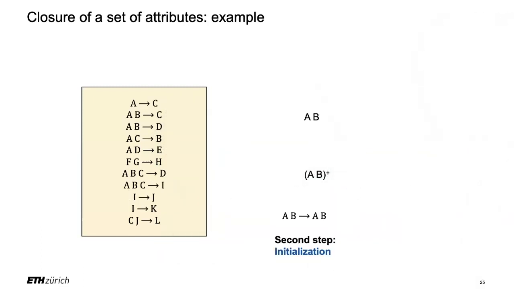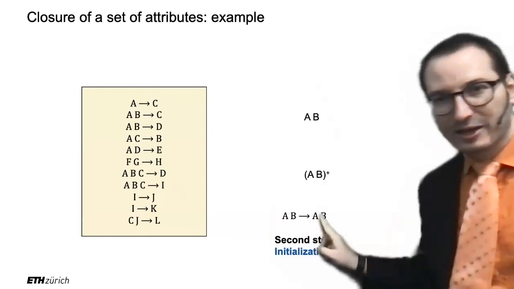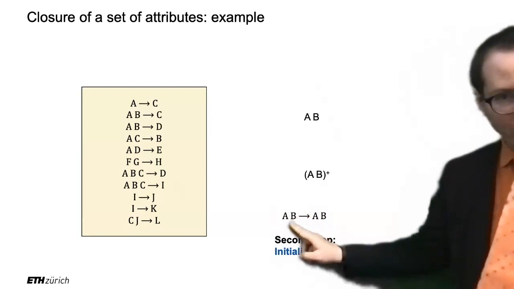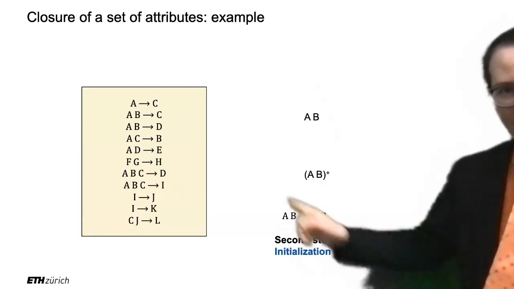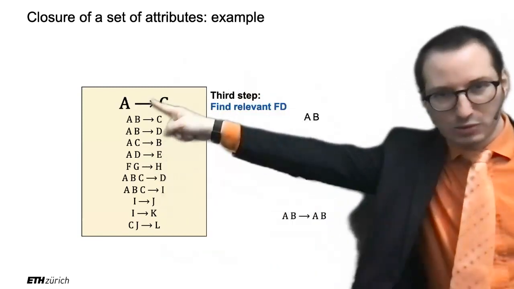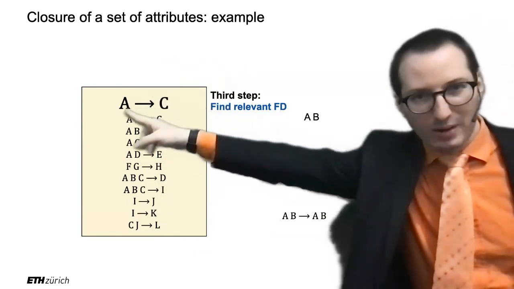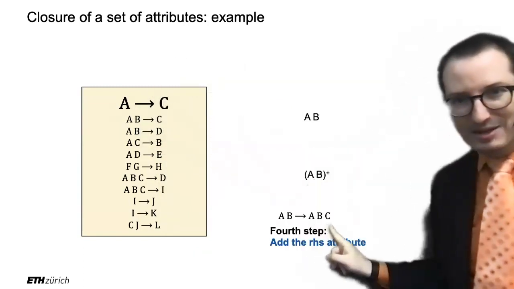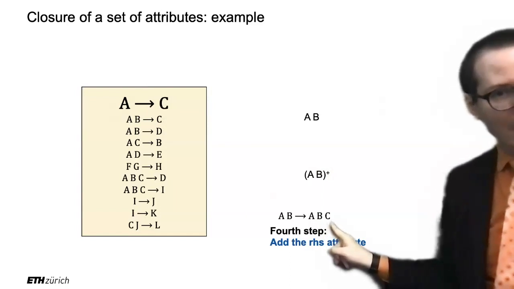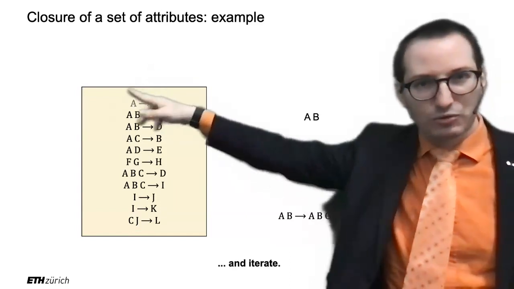Next, I initialize here that if I know A and B, then I know A and B. So at that point, it's trivial. So AB determines AB. And then I go through the list. So that's probably what you did in your mind. So A functionally determines C, so I can add C in here, and then I gray it out.